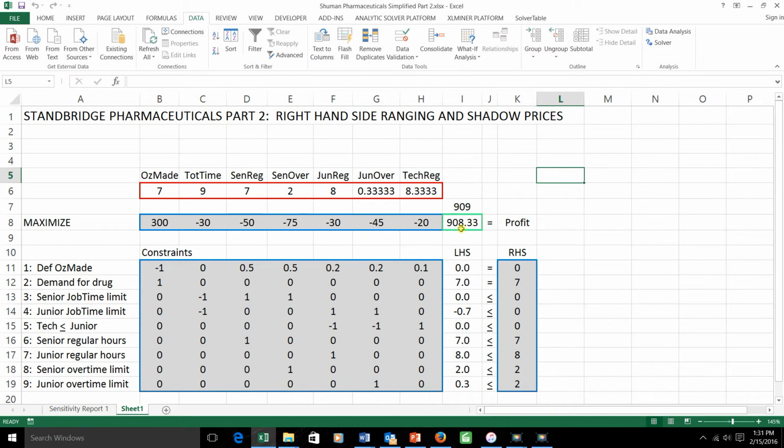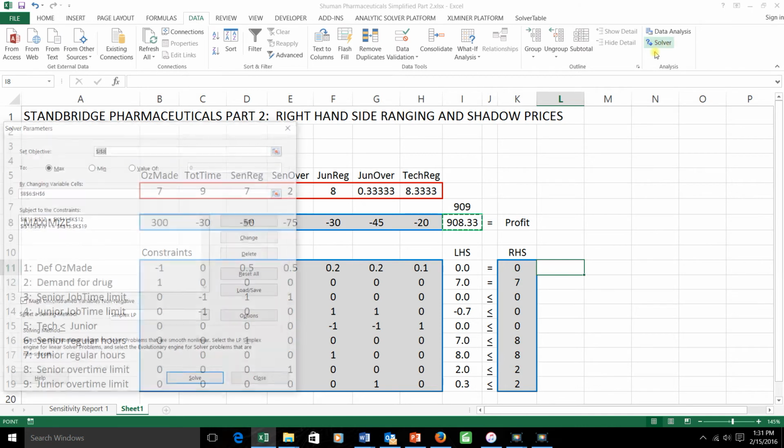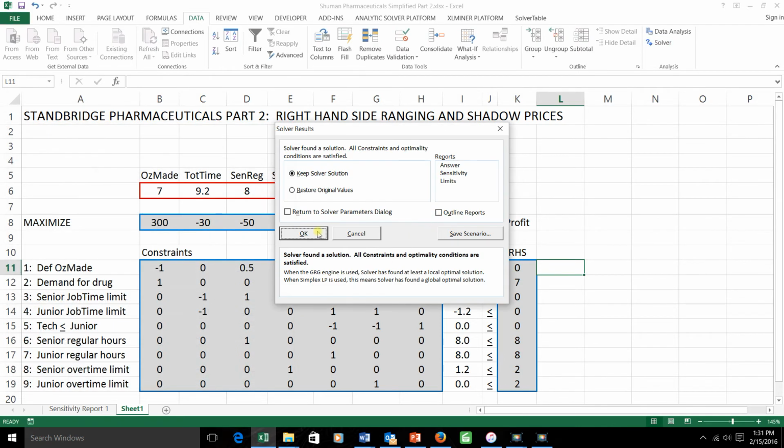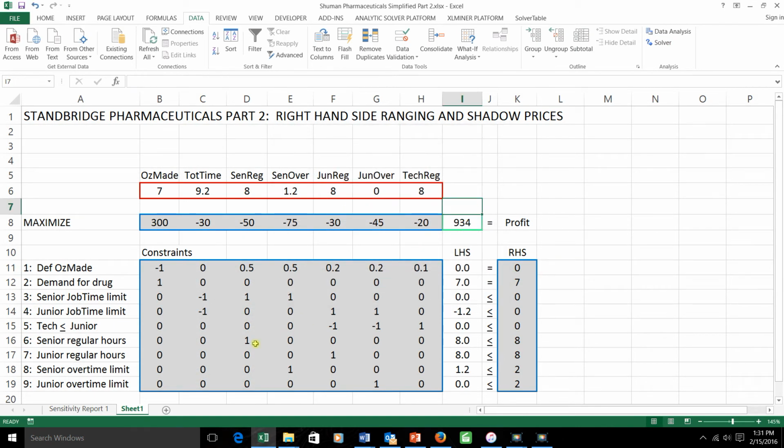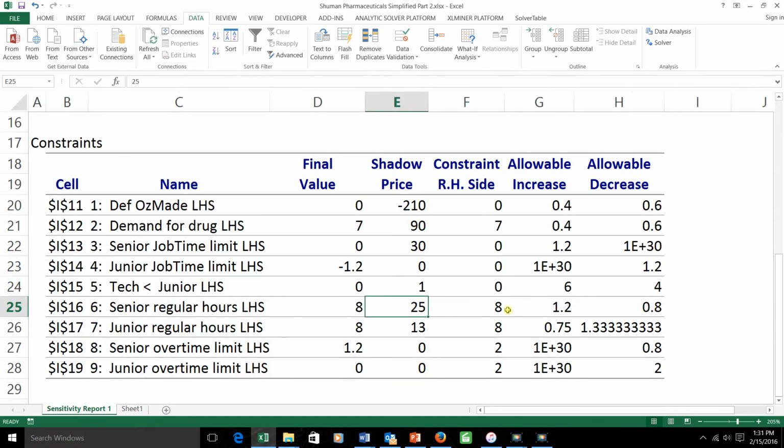Why didn't it work? Because we went outside the right-hand side range. Let's go back and take a look at that. I'm restoring the program to the way it was. And then we'll take a look. Look right here. That 8 can only be decreased by 0.8 hours. For the first 0.8 hours, we're going to decrease the profit by 25 times 0.8. Beyond that point, all bets are off. The shadow price changes.